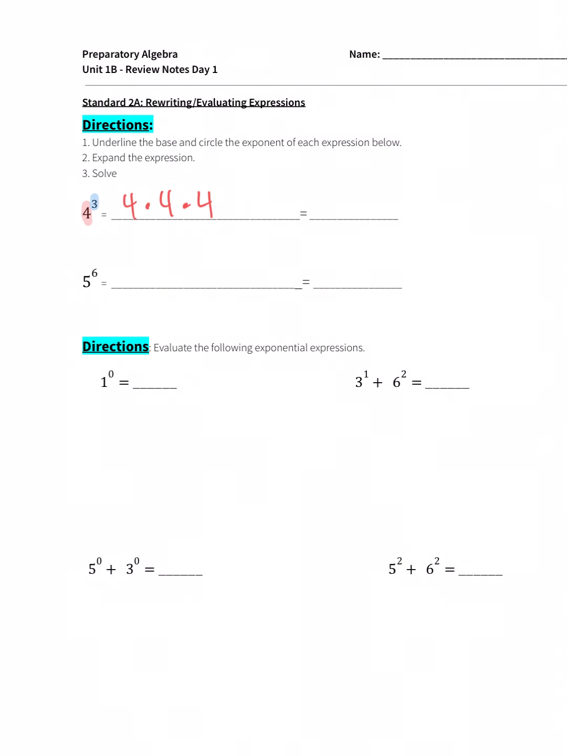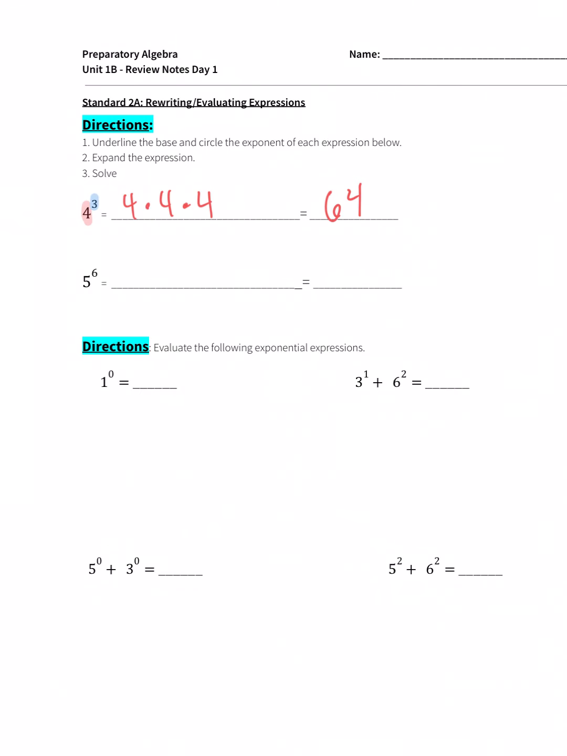Remember, the base tells you what number you're multiplying, and the exponent tells you how many times. So we have 4 times 4 times 4. I would go ahead and put that in my calculator, and I would get an answer of 64. Okay, try the next one on your own.